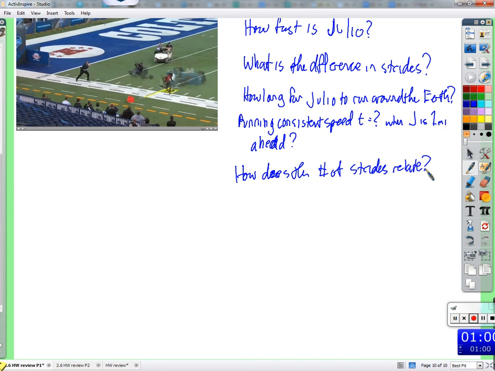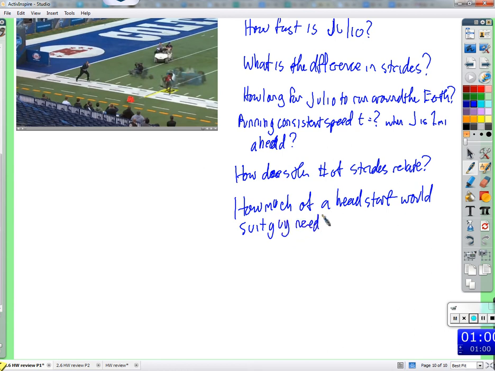Set a distance of like 50 yards or so. How much of a head start would Suit Guy need so that Julio and Suit Guy would get there at the same time? Okay, how much of a head start would Suit Guy need to tie, or if he had more of a head start than that, then he would win, right?